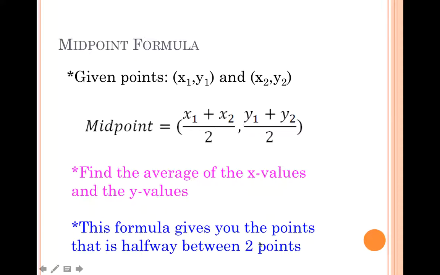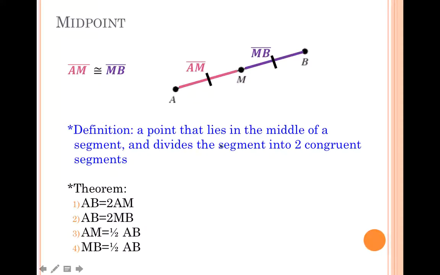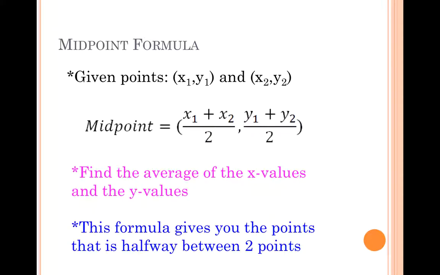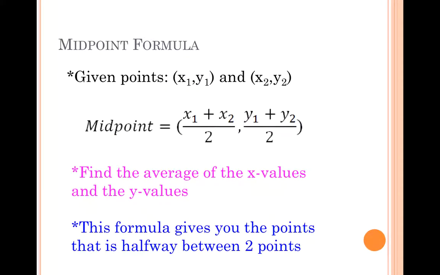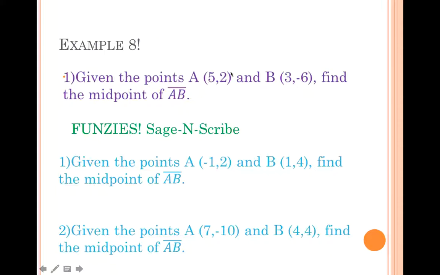Again, this formula gives you the point that is halfway in between 2 points found on a coordinate grid. We cannot use this scenario looking back here because this isn't really in a coordinate grid. It's just a segment that's in space somewhere and it doesn't have an x and y coordinate, so be careful. Alright, if you pause the video to watch example 8, you will find out how we can use the midpoint formula to find the midpoint in between 2 points in a coordinate grid. So go ahead and pause the video and watch example 8.